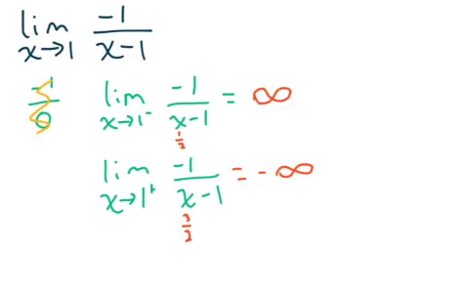And so all we can say here for this overall limit is that it does not exist, because from one side we're going to positive infinity and from the other side we're going to negative infinity. Okay, let's look at one more example.